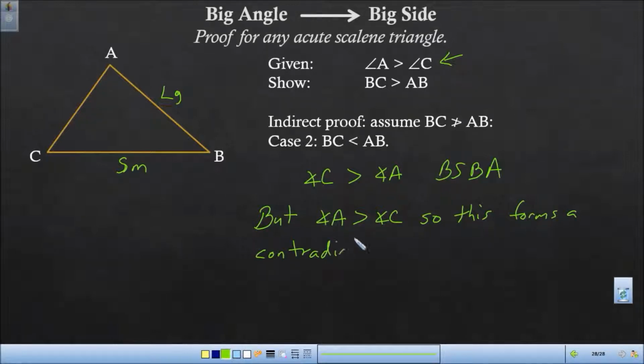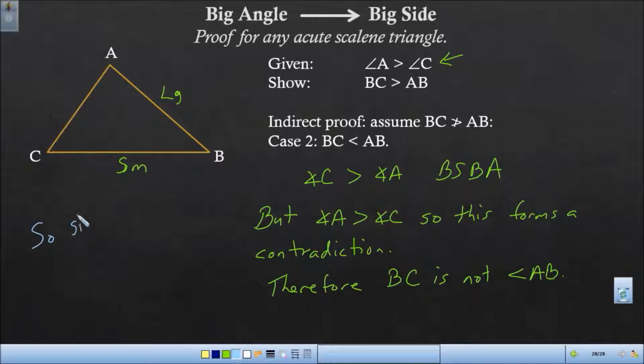Therefore, BC is not less than AB. All right, the result: since BC is not equal to AB and BC is not less than AB, BC is greater than AB by the trichotomy of numbers.